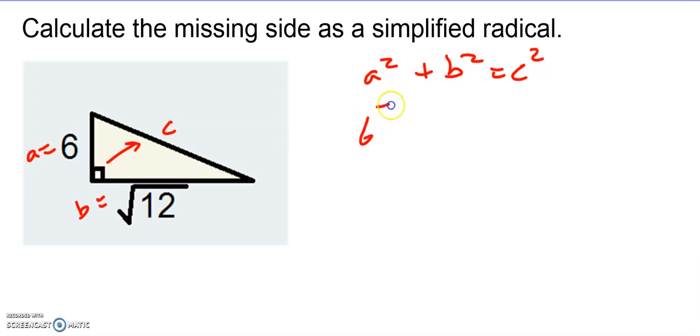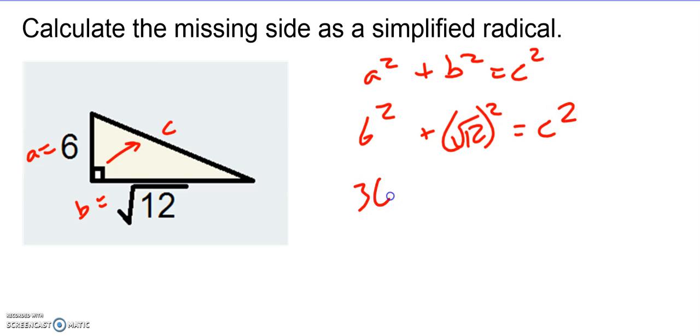So we've got 6 squared plus radical 12 squared equals c squared. So 6 to the second is 36. Now if I take square root or radical 12 and multiply them twice, so radical 12 times radical 12, I just get 12. You could get the square root of 144, but it's going to bring us right back to 12.